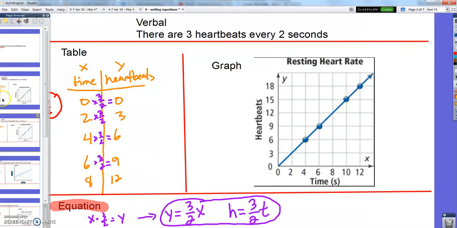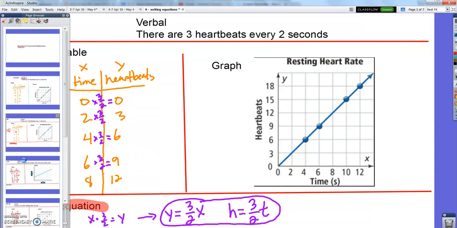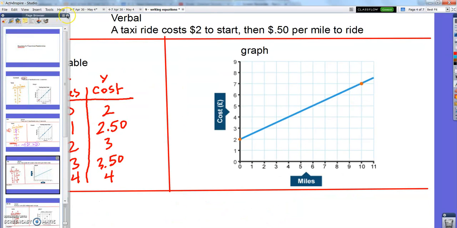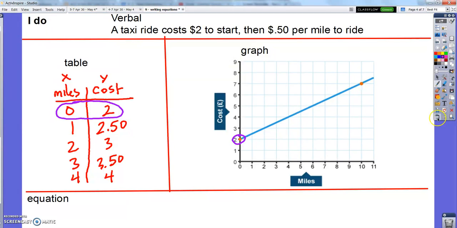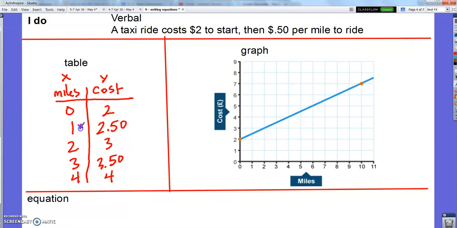All right? Let me do a non-example here before you move on. So here's another one we've looked at, this taxi ride. A taxi ride costs $2 to start, then 50 cents per mile to ride. You can look at the graph here, and the table here, and tell this is not a proportional relationship because of this. And when it's not a proportional relationship, you cannot do what I just did before. You can't say the x times something gives you the cost.